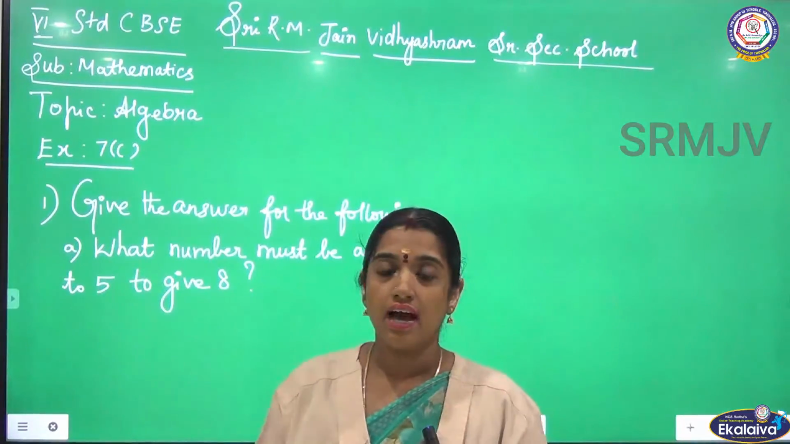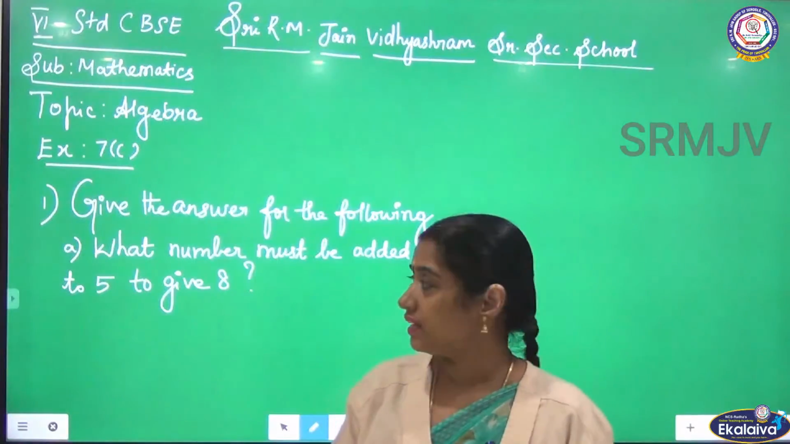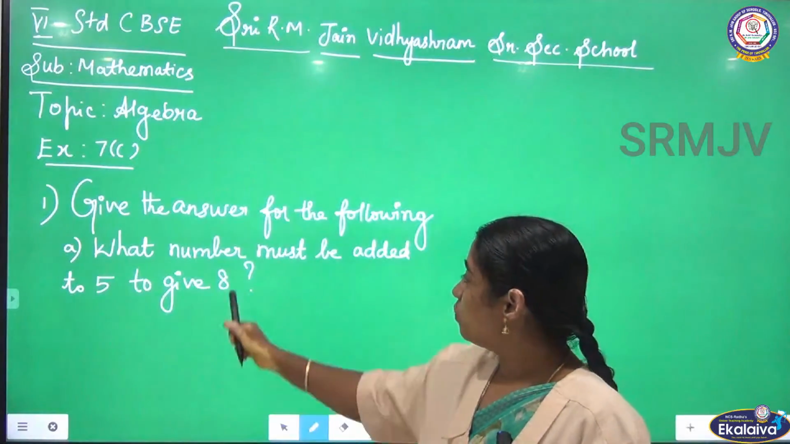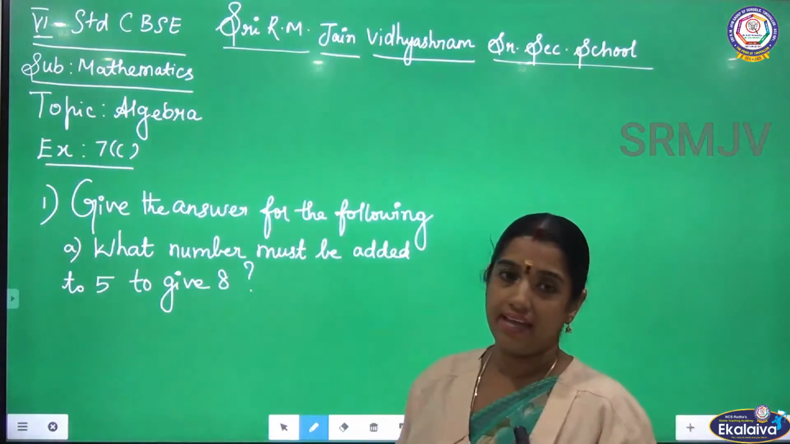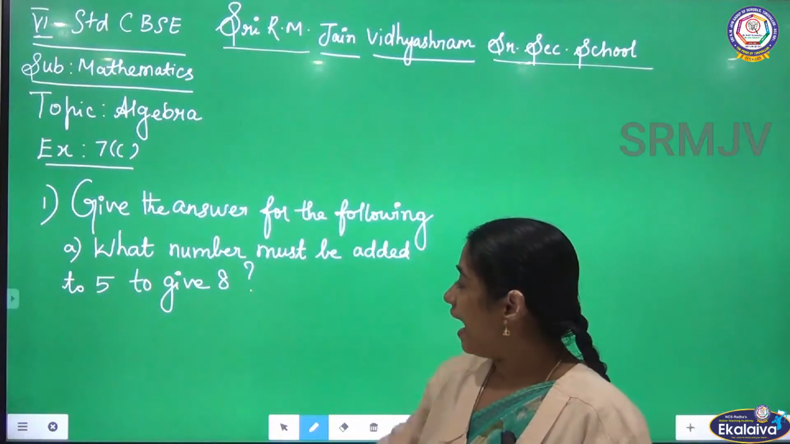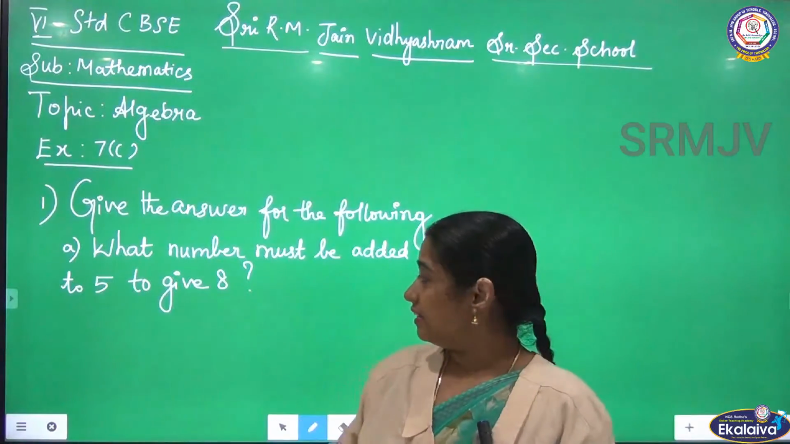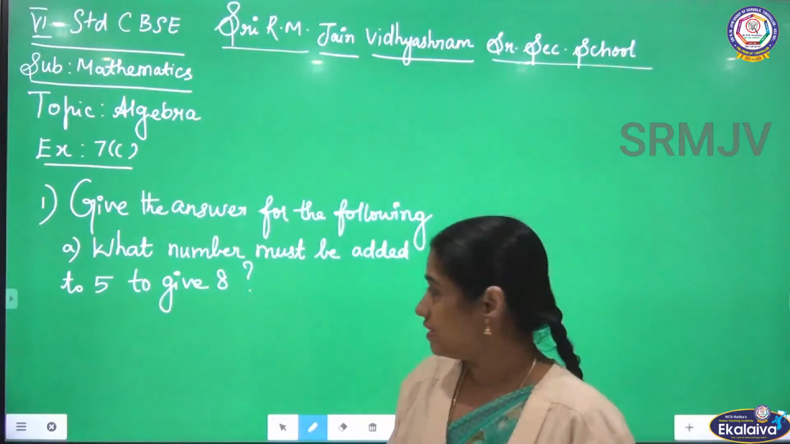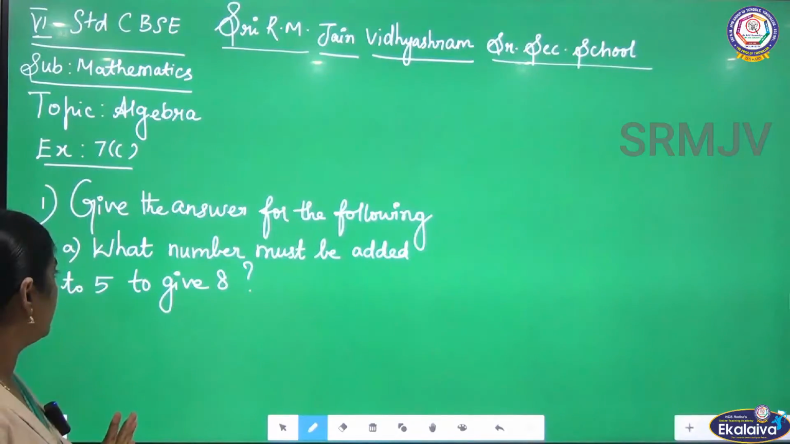The topic is Algebra, exercise 7C. Listen children, give the answer for the following. What number must be added to 5 to give 8? My sum is 8, and the addend given is 5. I am going to find the other addend in this sum. Can you clear this? What number must be added to 5?